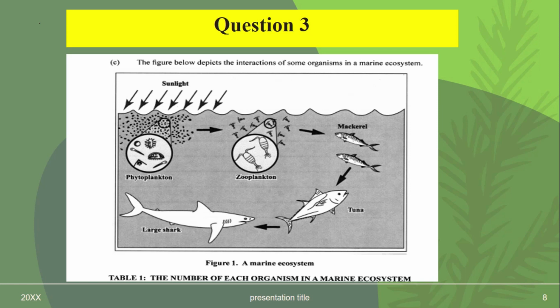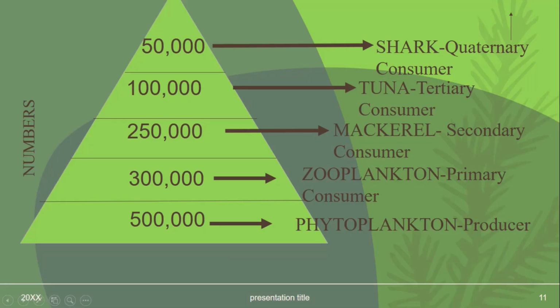All right, I can compare that with the land. On land, the producers are the plants, right? And the consumers are animals too. But the plants are much heavier than the animals that consume them. So that is why on land the pyramid is right side up. It will be looking like this.